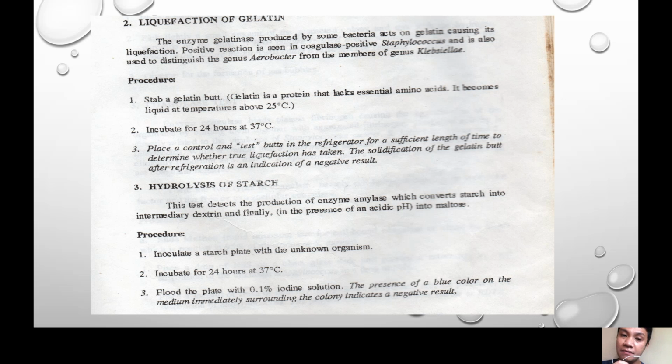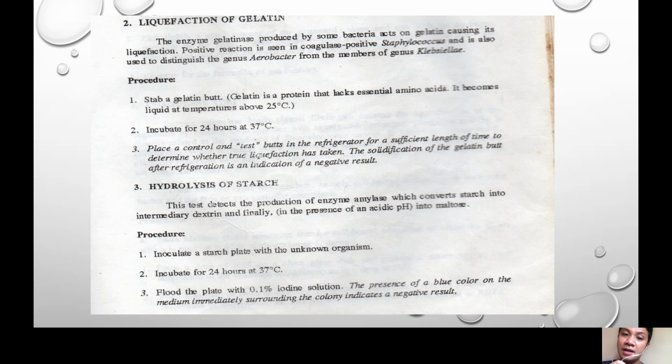Okay, the third one, we have your hydrolysis of starch, which will identify the enzyme amylase. The culture media for that is your starch plate. It would identify your enzyme amylase converting your starch to dextrin and eventually to maltose. For the procedure, all you need to do is inoculate your bacterial inoculum onto your starch plate and incubate at 37 degrees Celsius for 24 hours.